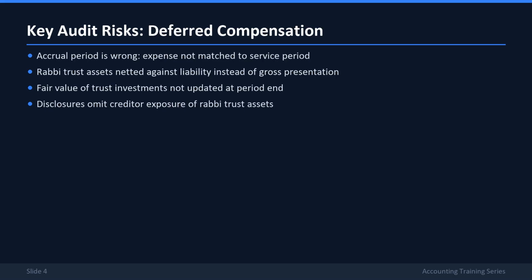For deferred compensation, the primary audit risks are timing, presentation, and completeness of disclosures. The accrual may be booked in the wrong period if the plan terms are misread, or if the allocation method is not tied to the correct service period. The most common presentation error is netting the rabbi trust asset against the deferred compensation liability instead of showing them gross, which auditors treat as a misstatement. Fair value of trust investments must also be updated at period end, and disclosures must explicitly state that rabbi trust assets are subject to creditor claims.